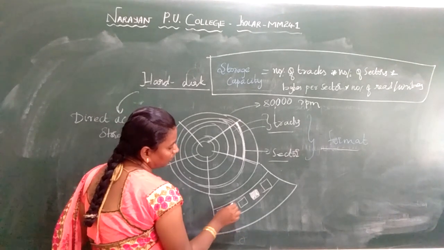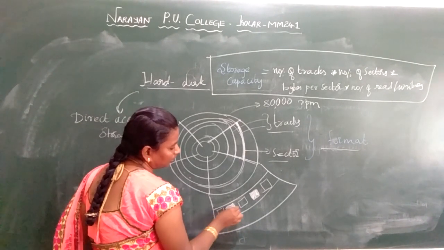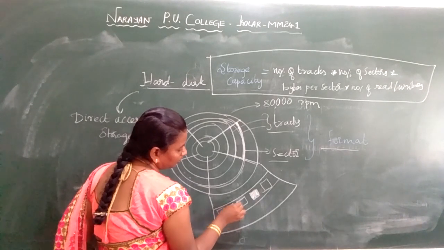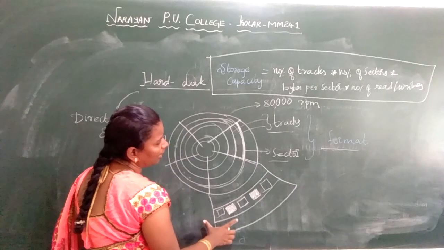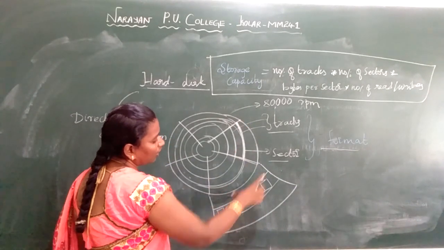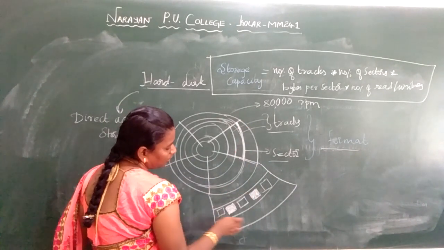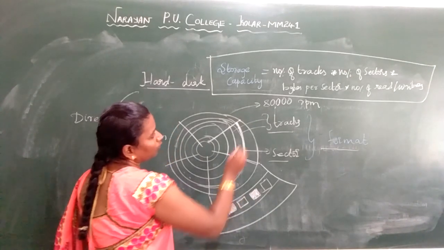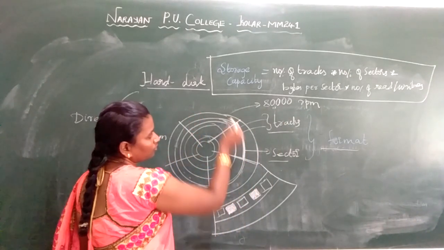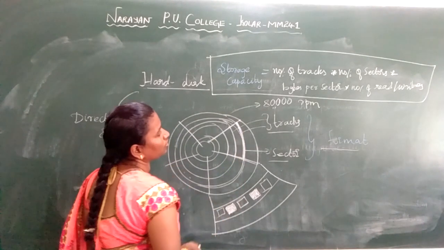the bits and bytes, your zeros and ones, can be burned here, so it can be burned in this way. Okay, this is the enlargement. When I take this sector and enlarge it, the data can be stored here. This is about your hard disk, and it works at the speed of 80,000 RPM.